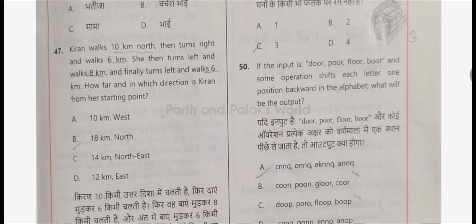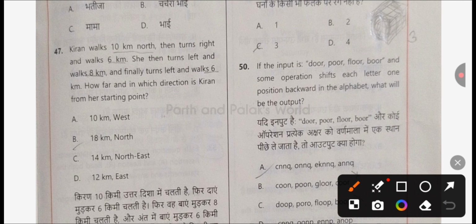Question number 47. Kiran walks 10 km north, then turns right and walks 6 kilometers. She then turns left and walks 8 km and finally returns left and walks 6 km. So the answer of this question will be option number B, 18 km north.